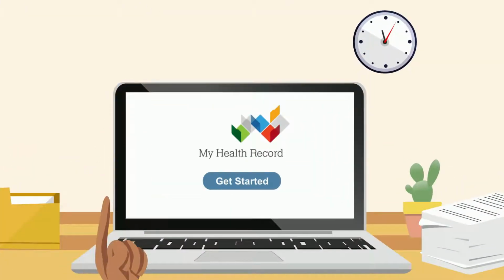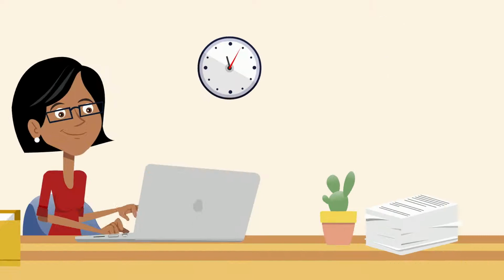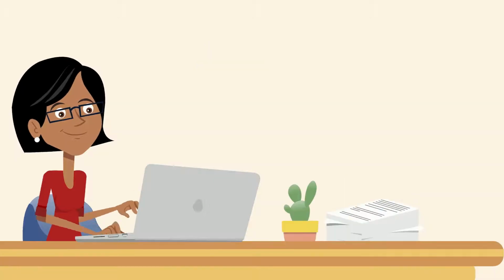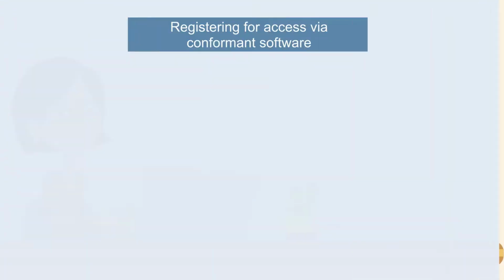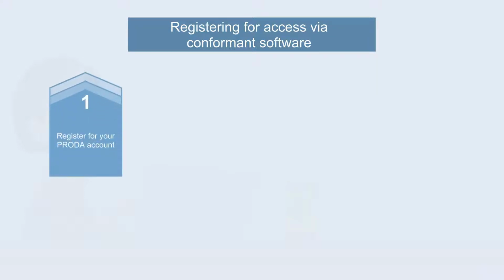Let's get started. My clinical software is conformant with My Health Record, so I'll register via the conformant software registration process. There are 4 steps involved in this process. Firstly, I must register for a Provider Digital Access account if I don't have one already.